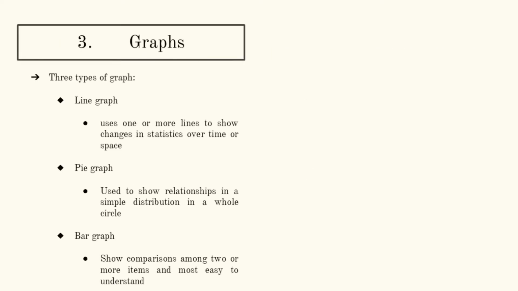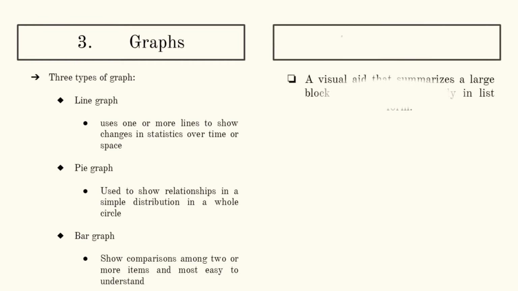Third one is graphs. There are 3 types of graph: line graph, pie graph, and bar graph. A line graph uses one or more lines to show changes in statistics over time or space, and it is the most common type of graph. Pie graphs are used to show relationships in a simple distribution in a whole circle, which shows the number of each segment in percentage. And a bar graph is used to show comparisons among 2 or more types and is the easiest to understand.